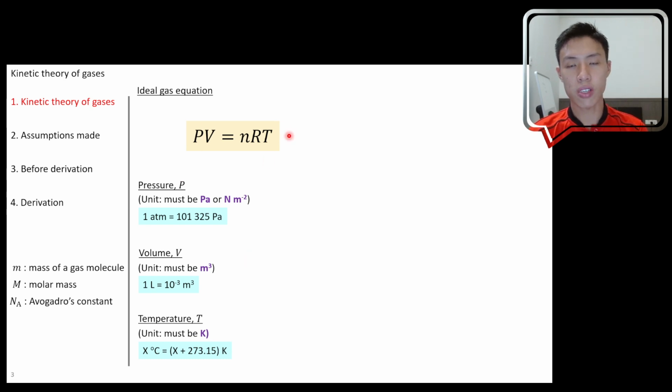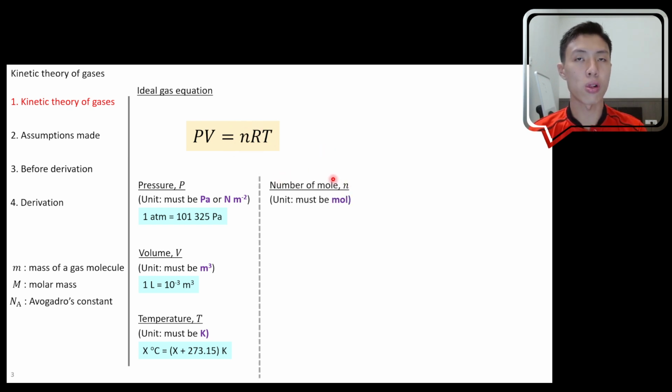Now let's bring your attention over here to the small n and the R. The small n over here represents the number of moles of gas molecules in the system. You can have 1 mole of gas, 2 moles of gas, or 3 moles of gas. So 1 mole of gas is equivalent to 6.02 times 10 to the power of 23 gas molecules. If you have 1 mole of gas molecules, it means that you have 6.02 times 10 to the power of 23 gas molecules inside the system.